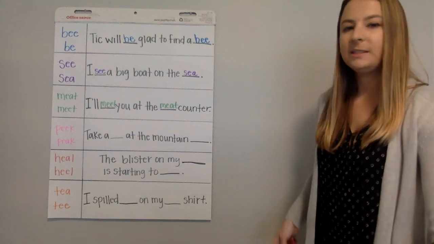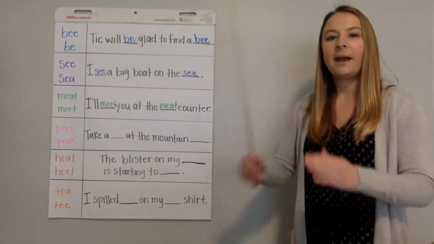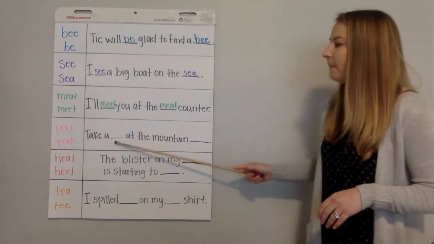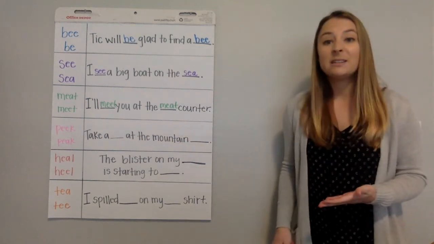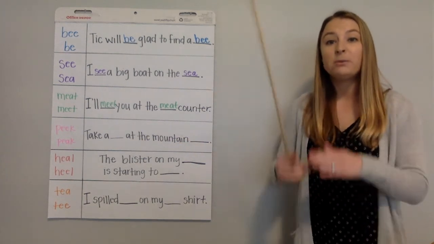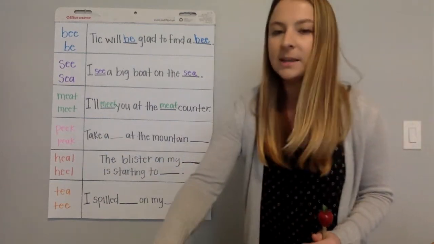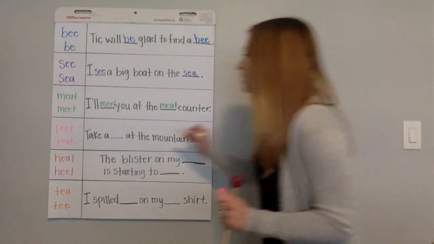For our fourth example, we have peek, as in peek with our eyes, and peak, as in the top of a mountain peak. Our sentence is, take a blank at the mountain blank. Okay, mountain is giving me a clue there that it's probably mountain peak, and to take a peek with my eyes. I'm going to go ahead and fill in my correct homophones for this example.